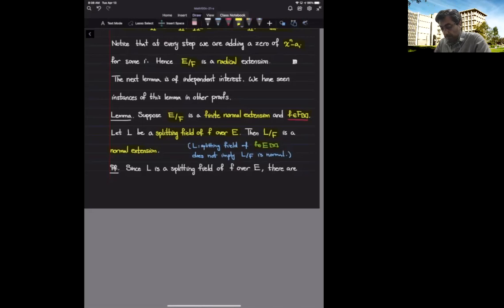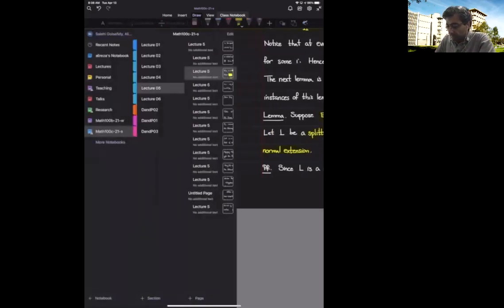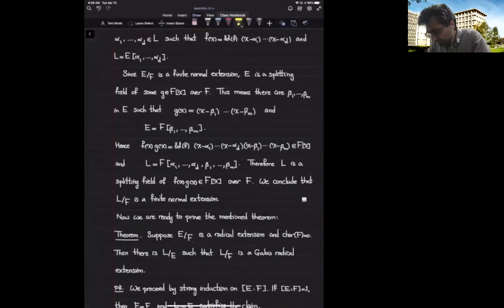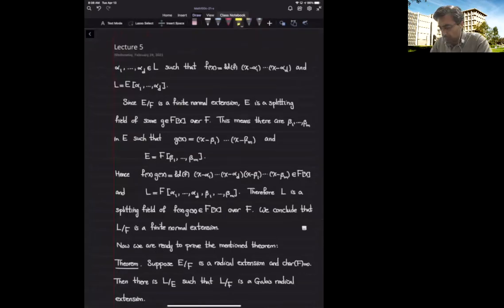Again, because L is a splitting field of f over E, what does that mean? Let's try to understand what it means. It means that I can split the polynomial f into linear factors. I can write down f as a product of linear factors. Of course, it's not monic, so I have to take care of its leading coefficient as well. And then I write it as a product of these linear factors, x minus alpha 1, x minus alpha 2, x minus alpha d, and the alpha i's belong to this splitting field.